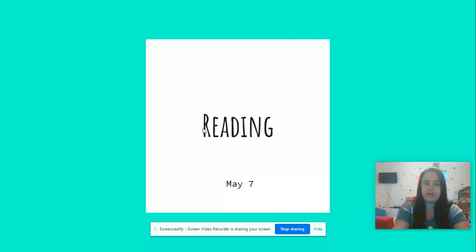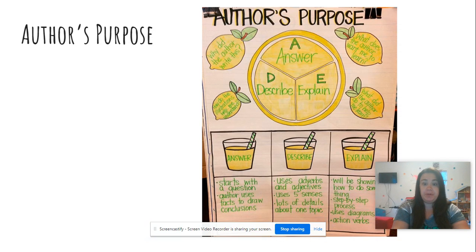And as we look into author's purpose, we know that we have three reasons why an author would write a story. The first reason is to answer. So, if they're answering, they're going to start with a question, and the author will use facts listed in the story to draw conclusions or find an answer to their question.